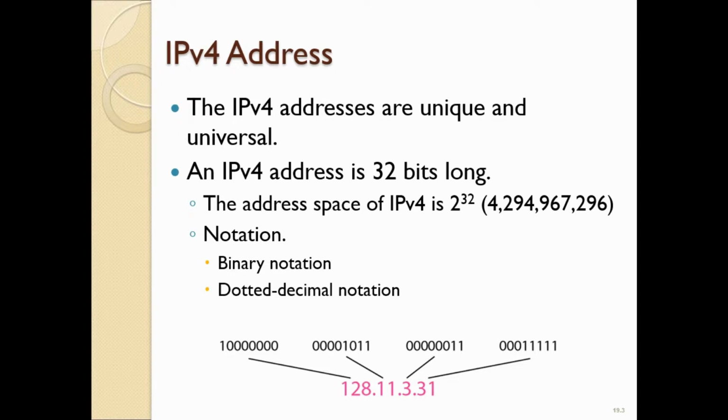The IPv4 address is written in two notations, the binary notation and the dotted decimal notation. This group here corresponds to 8 bits and is called an octet. Similarly for the rest of them, these correspond to 32 bits and form an IPv4 address in binary notation. Similarly, the number given here is the representation of an IPv4 address in dotted decimal notation.